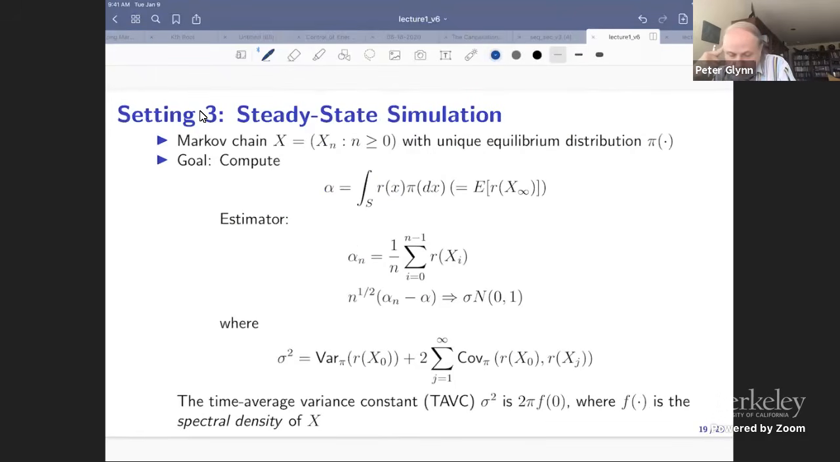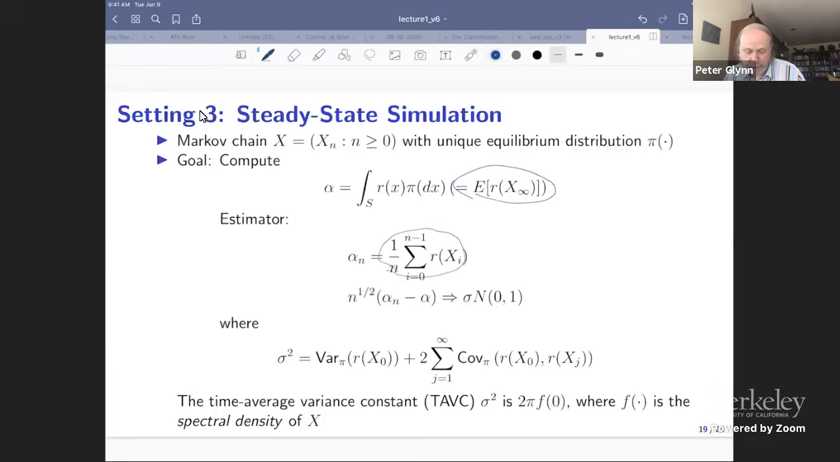In some settings, we're interested in doing steady state simulations. We're interested in equilibrium quantities. So imagine that pi is the equilibrium distribution, the steady state distribution, of the Markov chain, and we want to integrate some reward function against the equilibrium distribution. We want to compute the expected reward associated with steady state. Let's call x infinity a random variable having the equilibrium or steady state distribution of the Markov chain. The natural way to do that is to run the Markov chain for a large number of time steps n and look at the average reward over that long time horizon, the so-called time average. That time average in great generality will converge with probability 1 to alpha. That's a consequence of the law of large numbers for Markov chains.